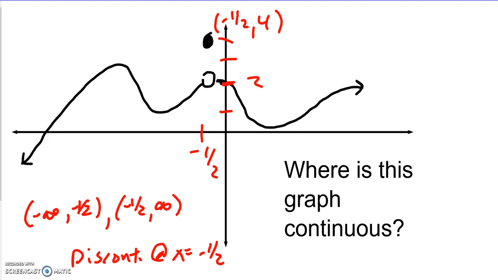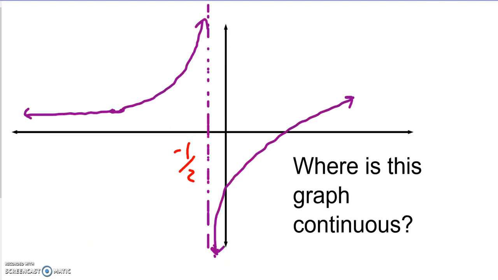Okay. All right. Where is this graph continuous? Hopefully you see it in this case as well. This one is from -infinity to -1/2. So even though now the hole has turned into an asymptote, we have to pick up our pencil at that point in time. Union -1/2 to +infinity. So again, it's still continuous on these portions, but we have that asymptote there.